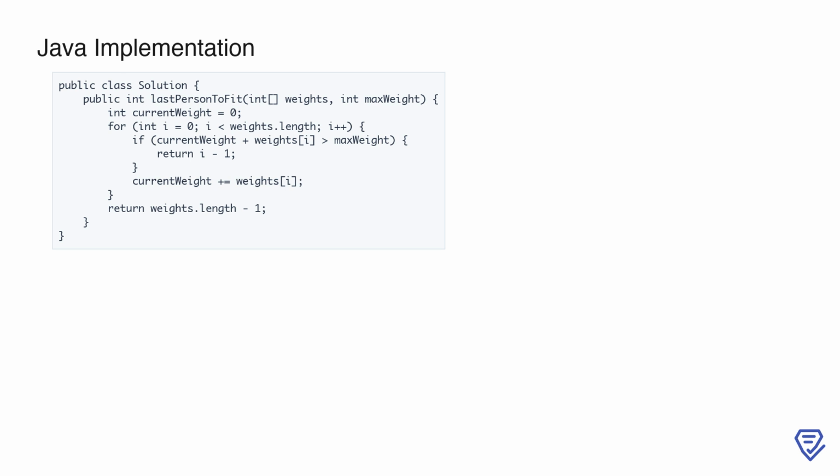This is the Java implementation of LeetCode problem number 1204, last person to fit in the elevator. The logic mirrors the Python solution. The method iterates through the weights array and calculates the cumulative weight. If adding the next person's weight exceeds the elevator's maximum capacity, the method returns the index of the last person who could fit. Key differences in Java include explicit type declarations and the use of arrays instead of Python lists.